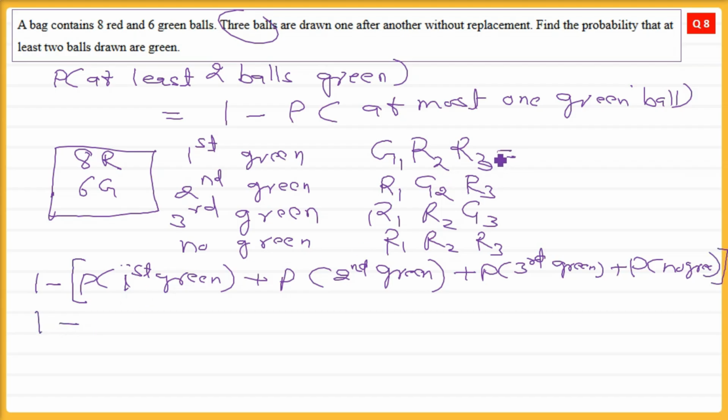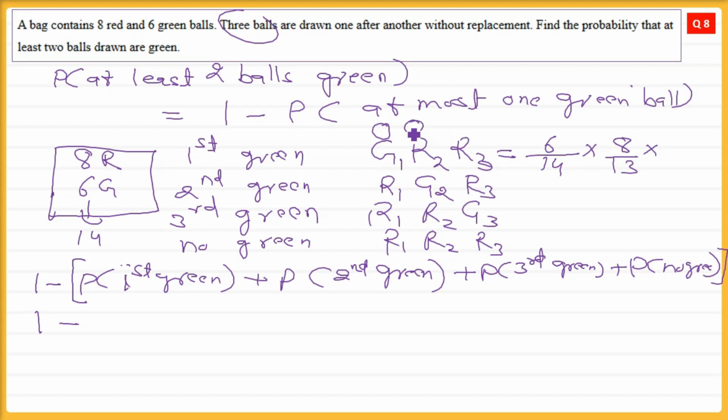So 1 minus probability of first green. So this G1, R2, R3. G1, that is green, should come first. In all, how many are there? 8 plus 6 is 14. So we have 14 balls now. One green has to be drawn. There are 6 greens available. Now next has to be a red ball, and only 13 is remaining because one has been picked up. So green has been picked up. The second needs to be a red. 8 reds are there, so 8 by 13.